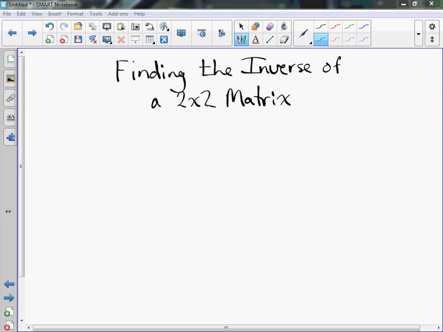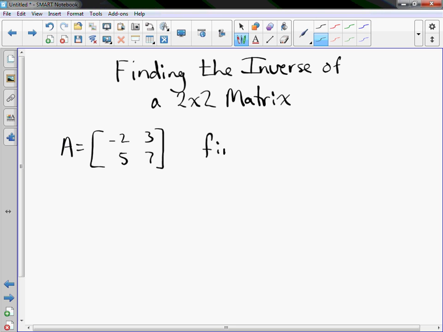Okay, now, since we know how to find the determinant, we're going to find the inverse of a 2 by 2 matrix. So, let's look at a matrix we'll call matrix A. This matrix is a 2 by 2, namely negative 2, 5, 3, 7. So we're going to find its inverse. We want to find the inverse of A.